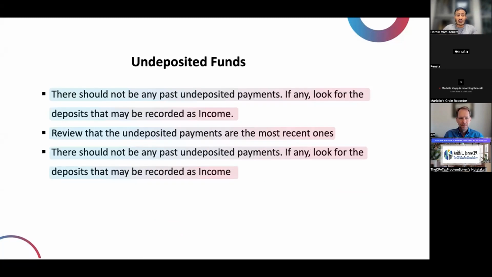We also talked about undeposited funds, where the only balance this account should have is the last payments that you expect to get deposited in the future. So that's that.